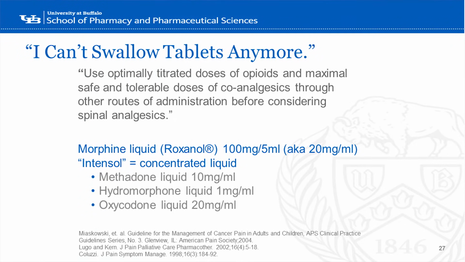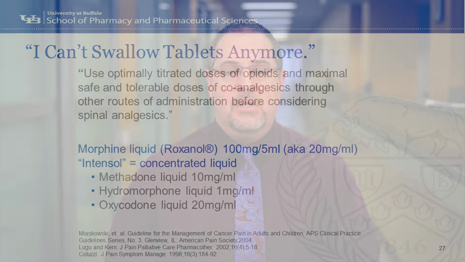I titled this slide "I Can't Swallow Tablets Anymore," because that becomes an issue with many of our patients as they progress towards death. And the quote that I have here is to use optimally titrated doses of opioids and maximal safe and tolerable doses of co-analgesics through other routes of administration before considering spinal analgesics. So basically what we're trying to do is to keep patients on oral medications because of their desire to stay at home, since any other routes of administration both become technically difficult in the home as well as sometimes cost prohibitive.